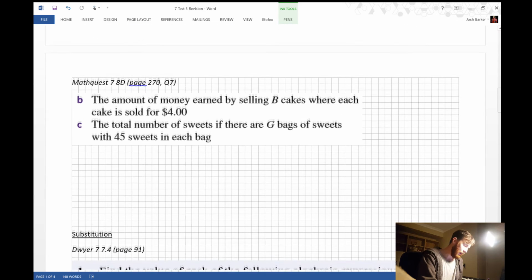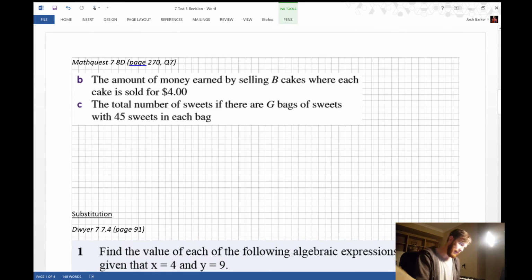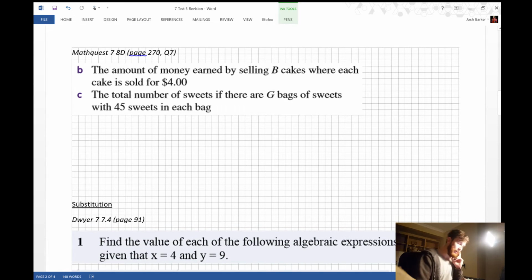These ones are slightly harder. These are taken from Maths Quest. So the amount of money earned by selling B cakes where each cake is sold for $4. So let's say for this one, it's actually already given us what it wants us to call our variable here. We're going to represent the number of cakes that are sold with B. So B is definitely going to be in there.